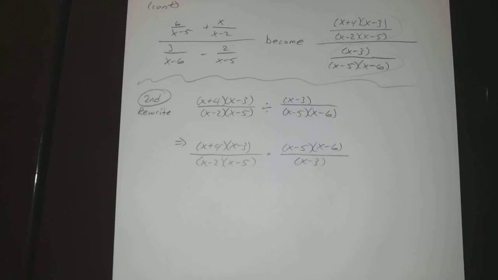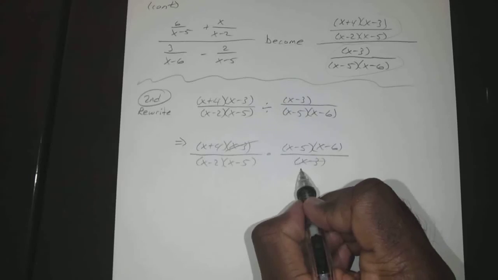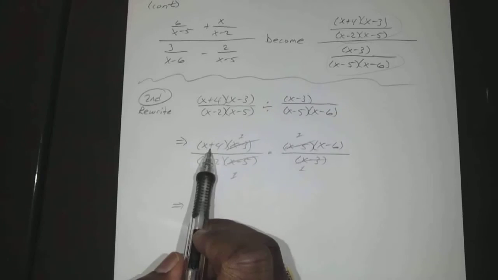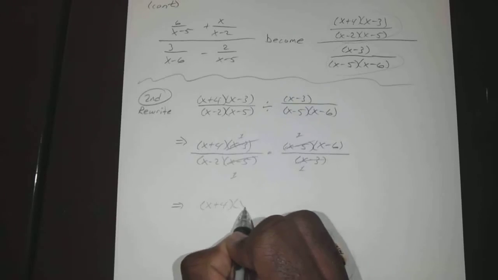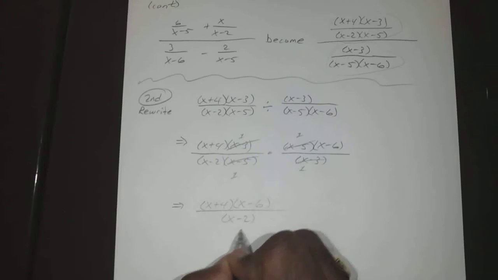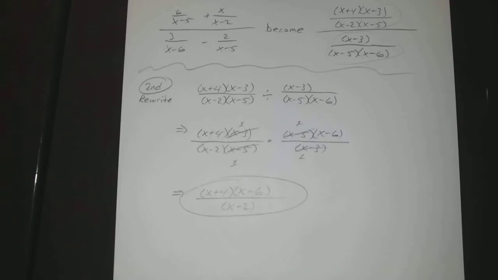Okay. So now we can go ahead and start canceling out. We have an x minus 3 here and an x minus 3 there. So those two cancel out. We have an x minus 5 here and an x minus 5 there. Those two cancel out. And that appears to be everything that can cancel out. Don't have anything else. Okay, so we have x plus 4 times x minus 6 all over x minus 2. So that's your simplified final answer.